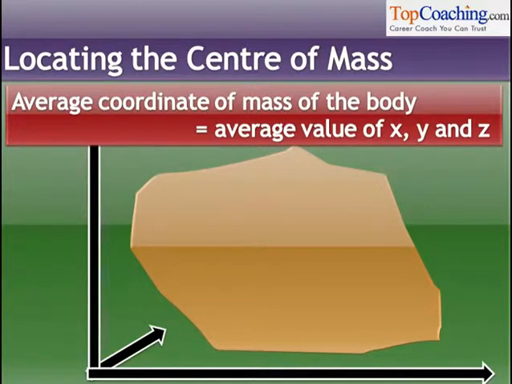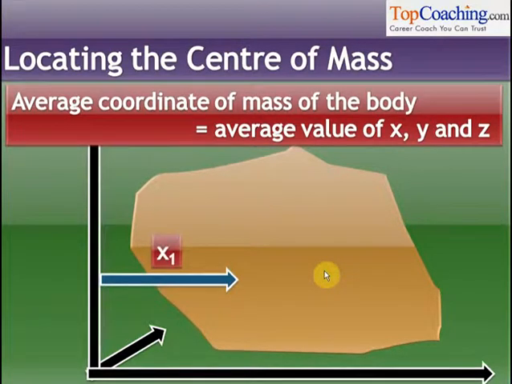That is, we want to calculate the average value of x at which the mass is concentrated, the average value of y with respect to the mass, the average value of z with respect to the mass. The average value of x with respect to the mass will be the x coordinate of the center of mass of the body. The average value of y with respect to the mass will be the y coordinate of the center of mass of the body, and the average value of z with respect to mass will be the z coordinate of the center of mass of the body.